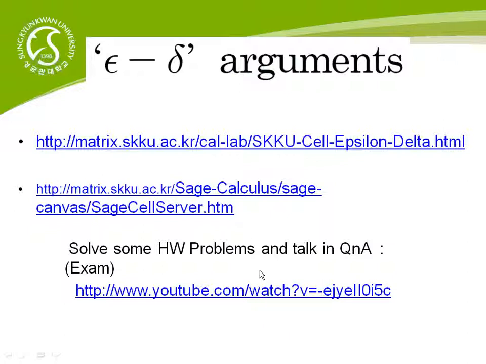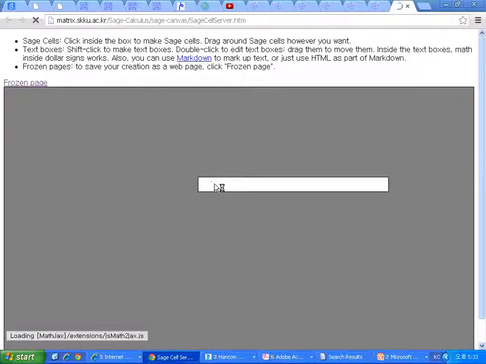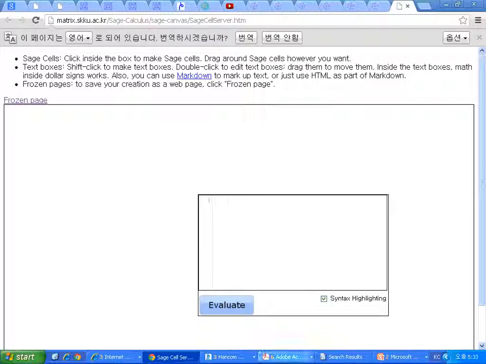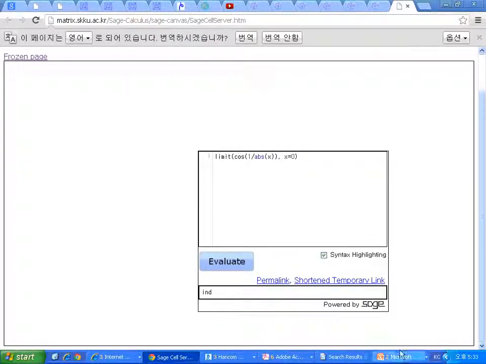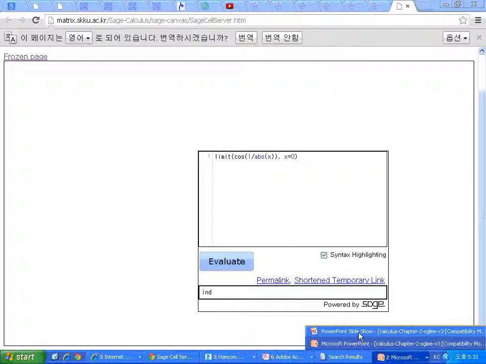And what else? Epsilon argument. Here's the epsilon delta argument. And also, this is another Sage cell that you can use here. You can use a Sage command here and plot. And then you can evaluate the value like this. This is another new version that you can use.